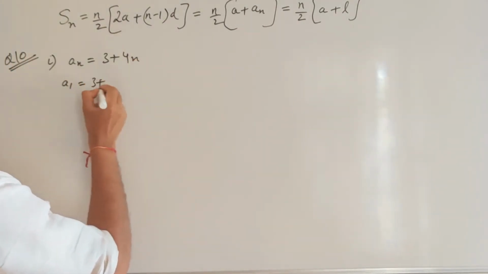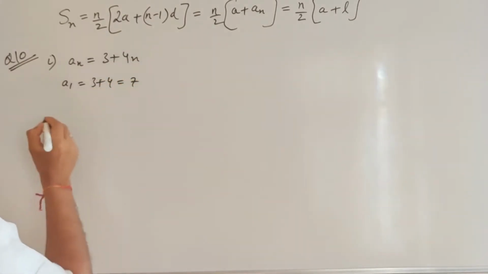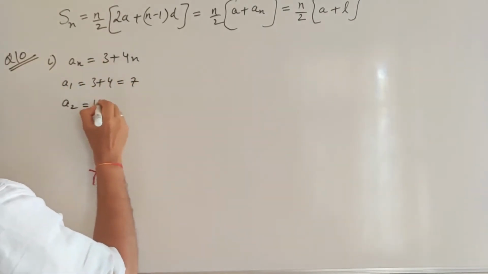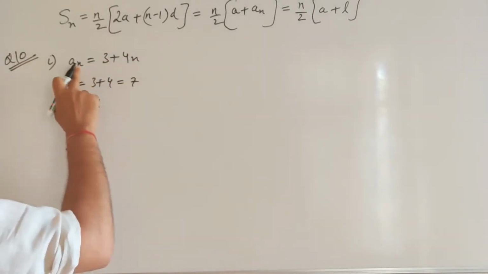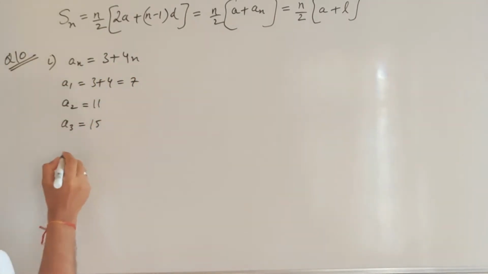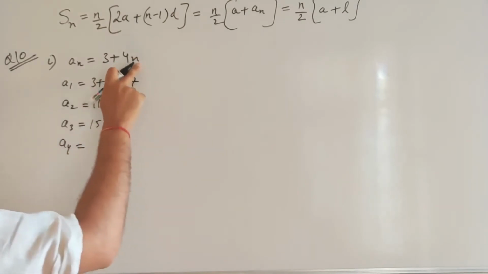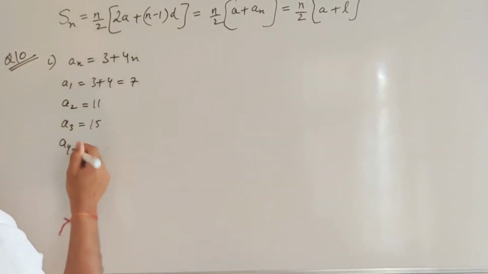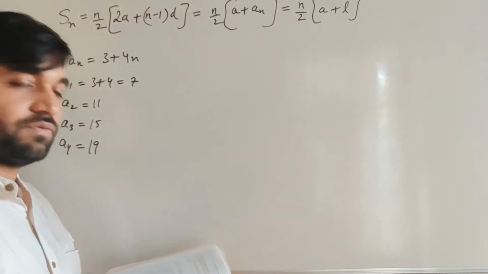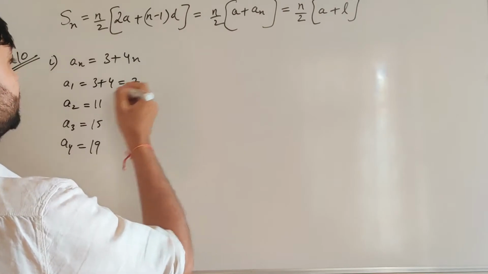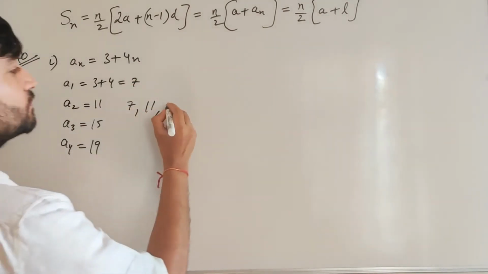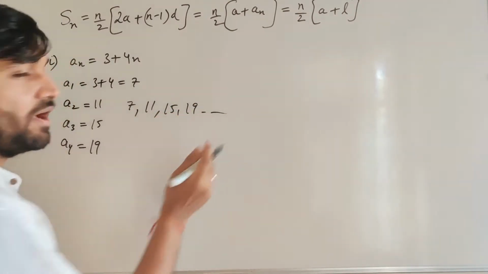A1 is 3 plus 4 into 1, which gives you 7. A2 means n equals 2, I substitute here: 8 plus 3, 11. A3 means n equals 3: 12 plus 3, 15. I'll find one more term. A4: 3 plus 4 into 4, 16 plus 3, 19. Okay, these are the terms. The question says to write it in the form A1, A2, A3 and so on. So I write it in the form A1 7, A2 11, 15, 19.